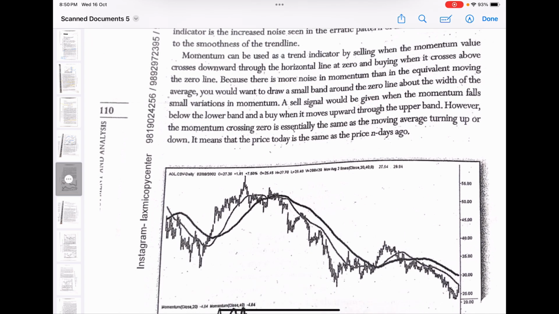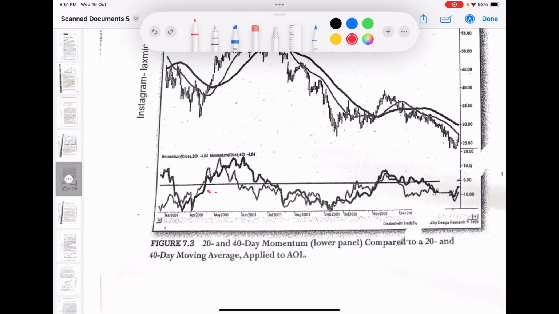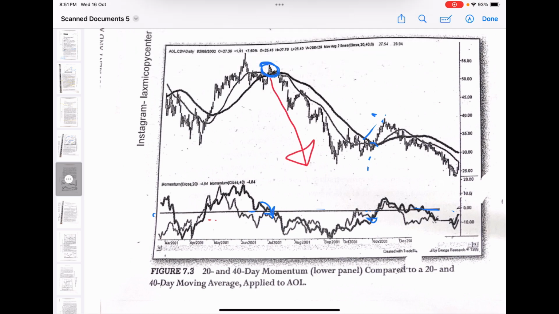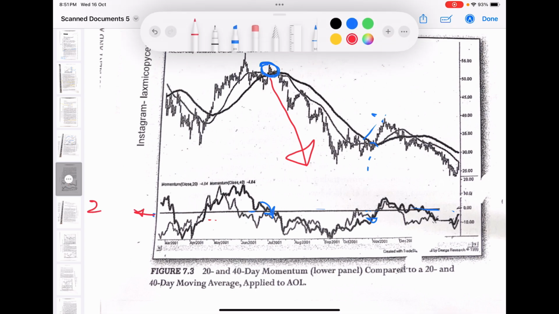Momentum can be used as a trend indicator by selling when the momentum value crosses downward through the horizontal line at 0 and buying when it crosses above the 0 line. The middle line you can see over here is 0. Somewhere over here it crossed above, so if you had bought here, you could enjoy this rally. Similarly, when the momentum crossed below 0, if you had shorted over here, you would have enjoyed this fall. So the middle line is the 0 line, and if it crosses above, you buy. If it crosses below, you sell.